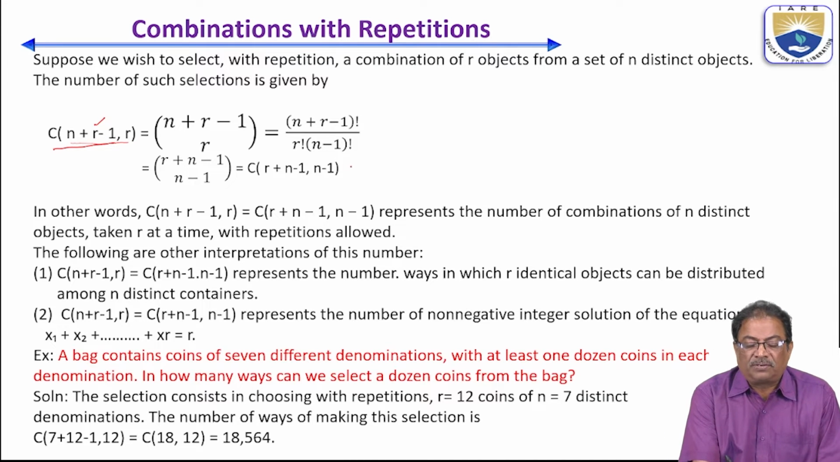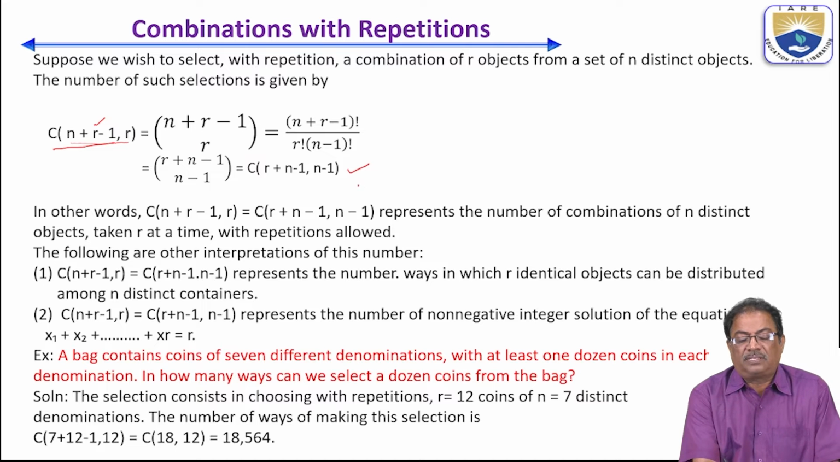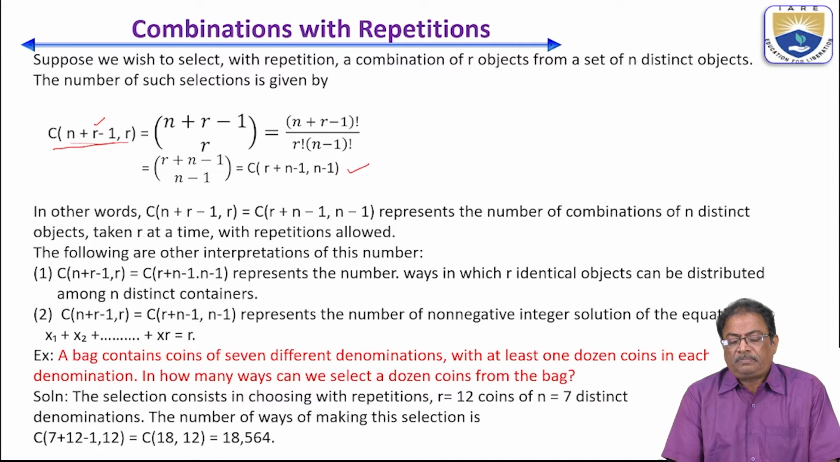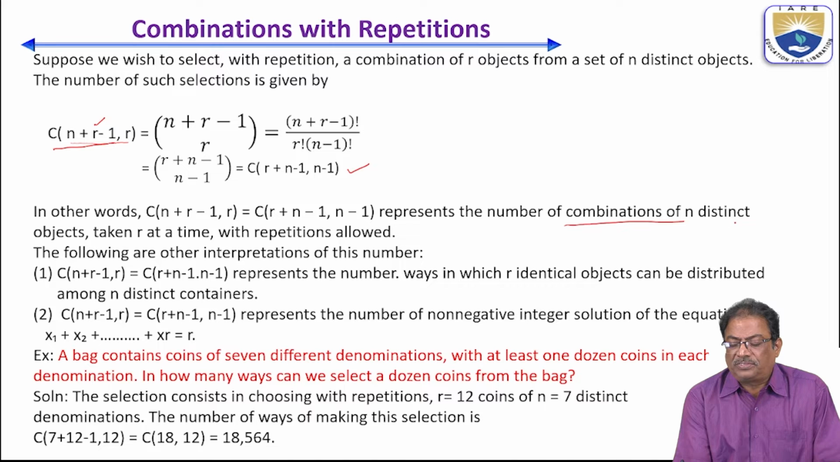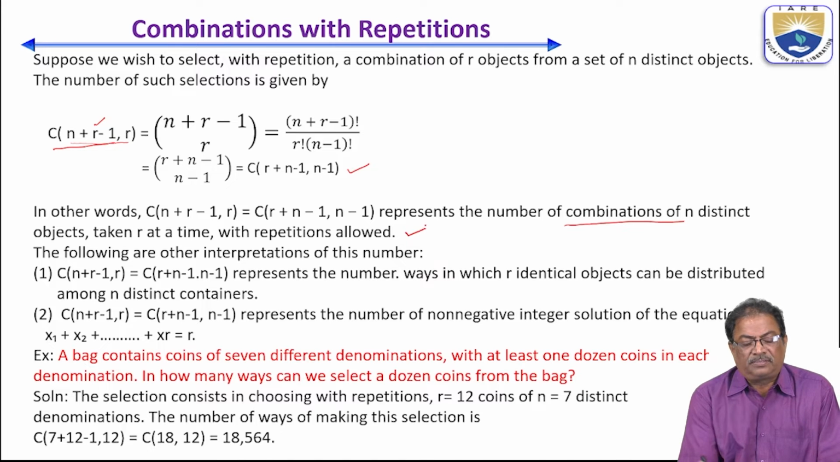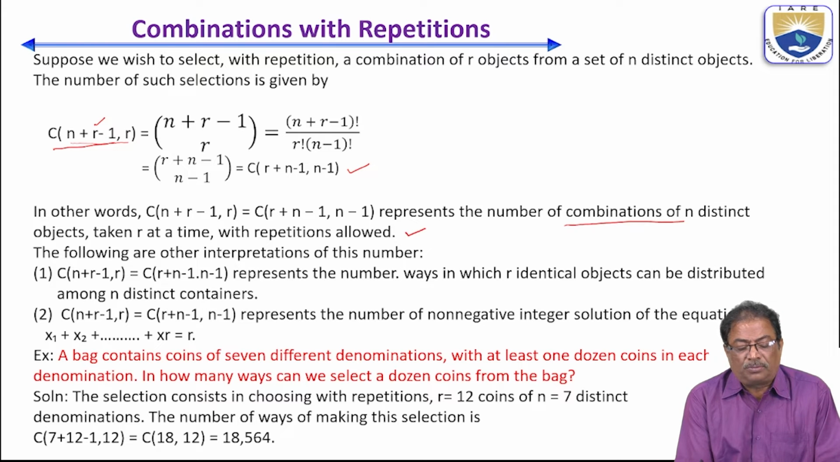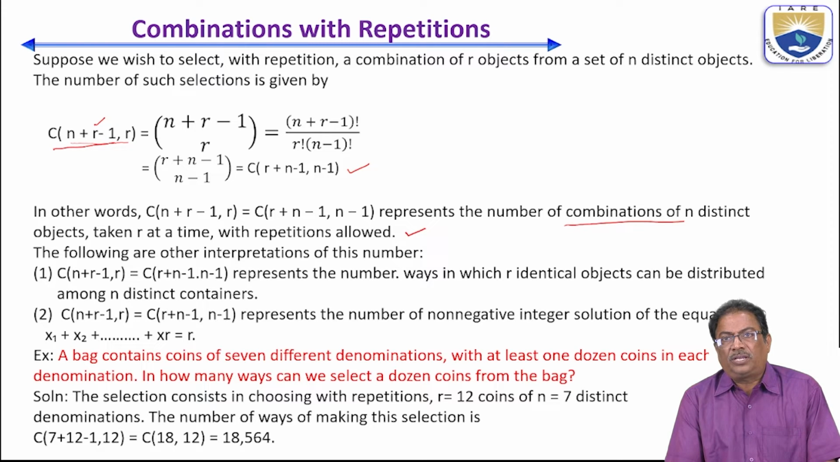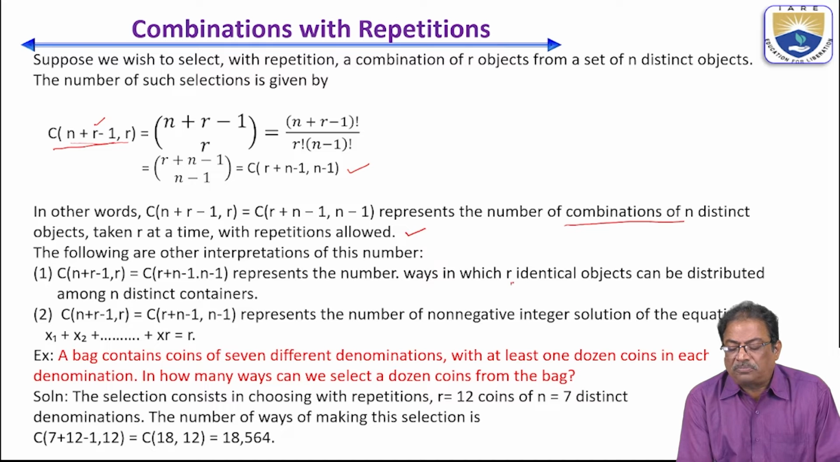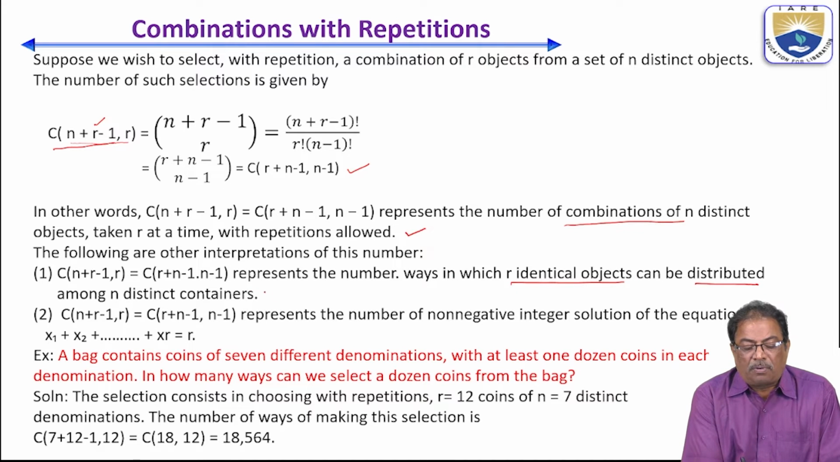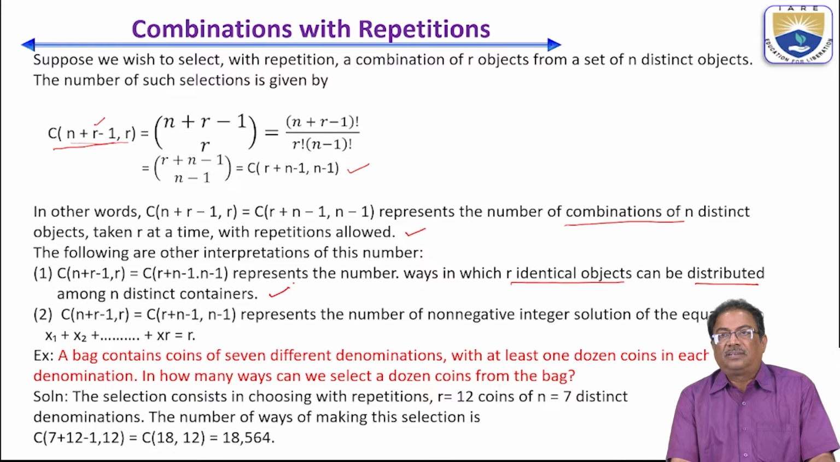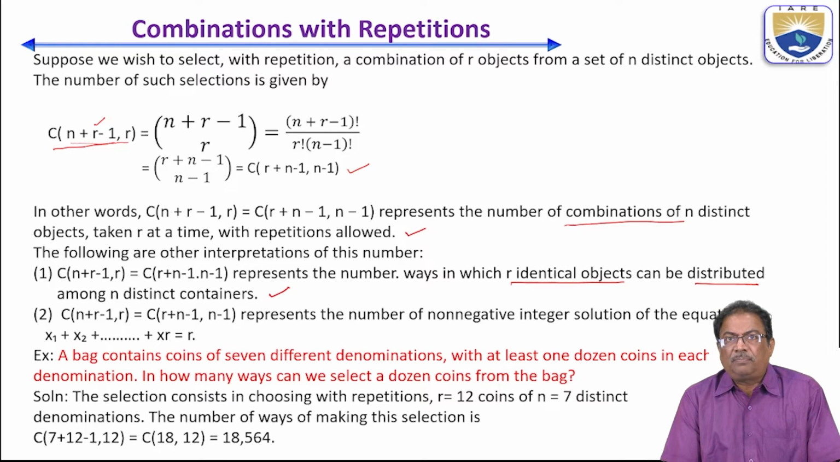After simplification, we can represent this in either form. This represents the number of combinations of n distinct objects taken R at a time with repetition allowed. The same thing we can also express as R identical objects being distributed among n distinct containers.